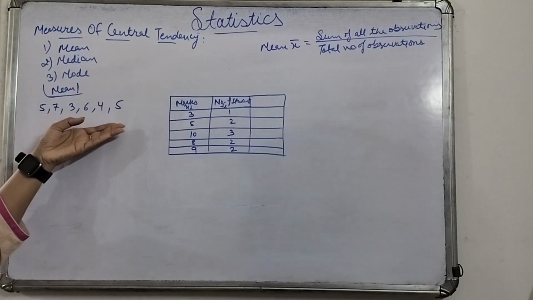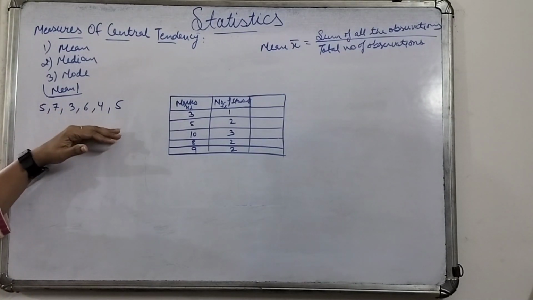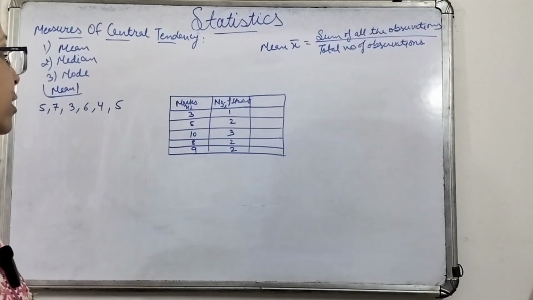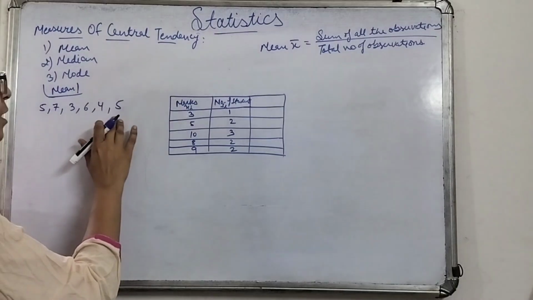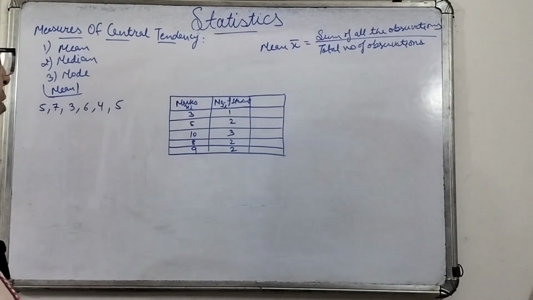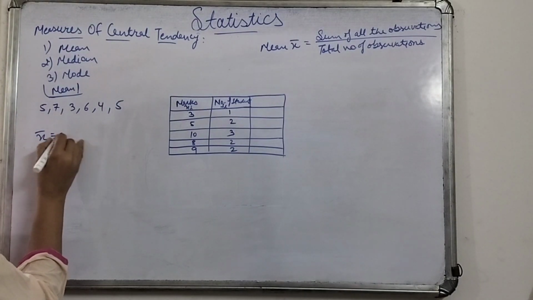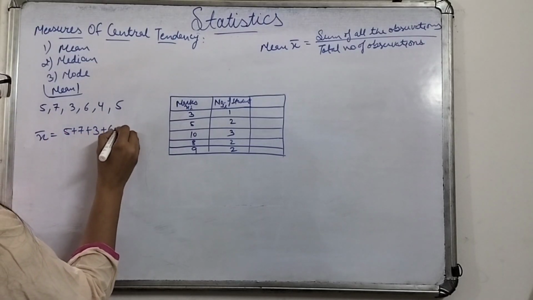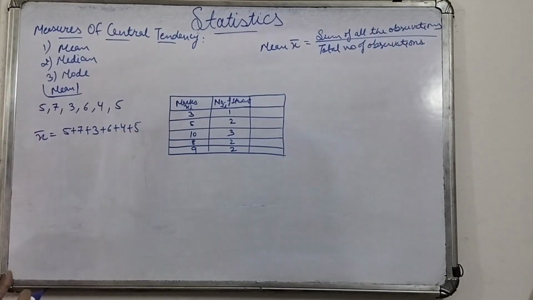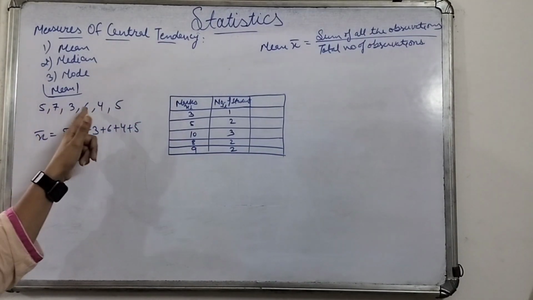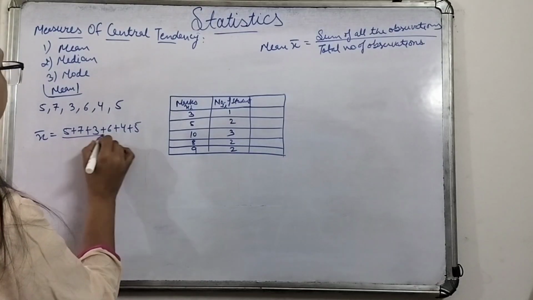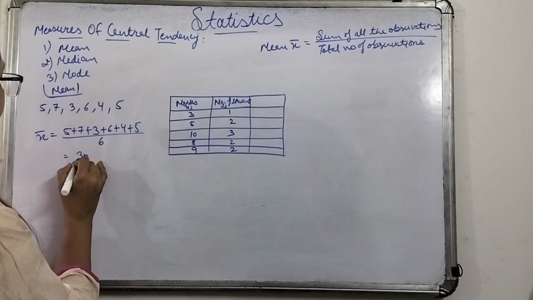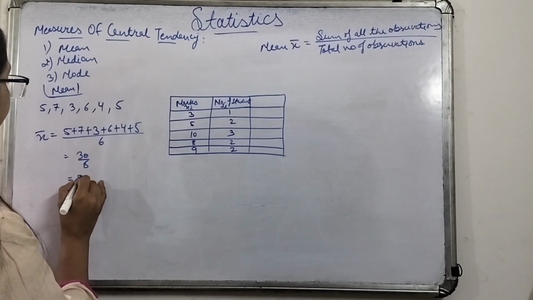Suppose this is the data of any 6 students. These are the marks of any 6 students out of 10. So what will be the mean of this data? We will be finding the sum of all these observations divided by the total number of observations. So mean, that is x bar, will be 5 plus 7 plus 3 plus 6 plus 4 plus 5. How many numbers are there? 1, 2, 3, 4, 5, 6. Total number of observations are 6. So divided by 6. So it will be 10, 20, 30. 30 divided by 6, so mean will be 5.